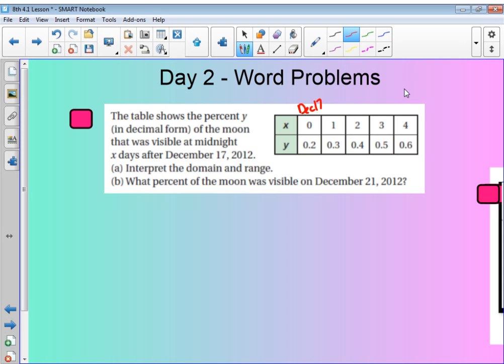Then letter B, you're going to have to use the fact that 0 day is December 17th to find out what December 21st percentage would be. So go ahead, pause your video and work your way through this one.